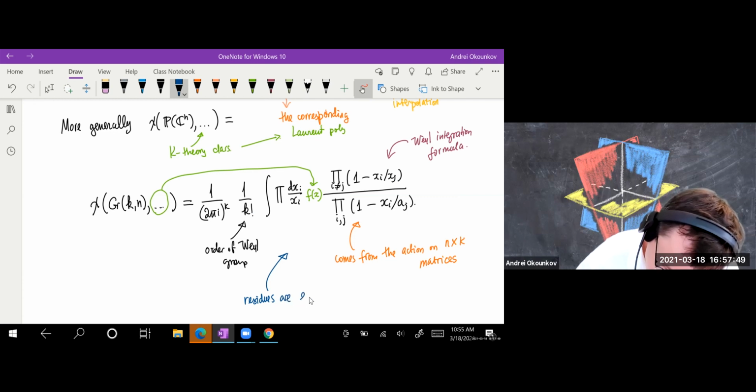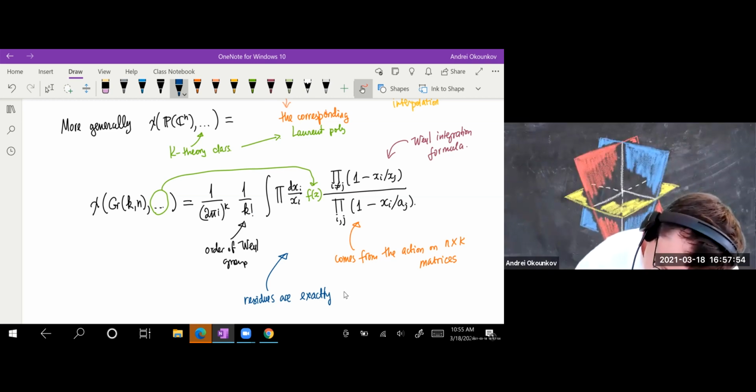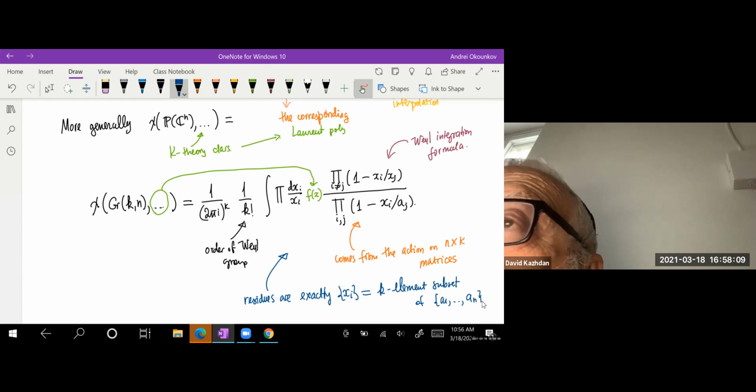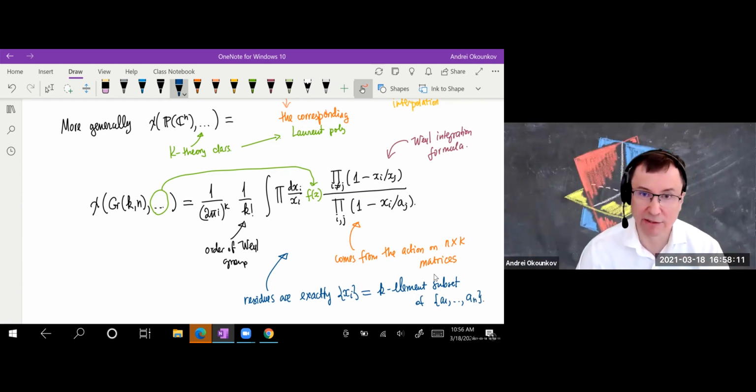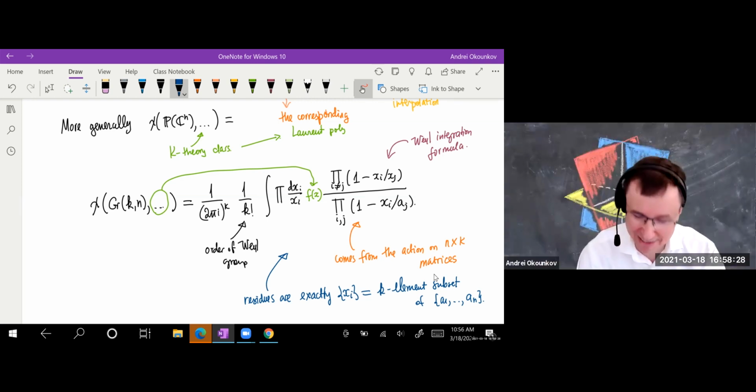These are exactly where we set xi to be exactly a k-element subset of the set A1 through An. And the fact that they have to be distinct is because otherwise the numerator will vanish. Sorry, I'm giving a grade school explanation for this, but you see, if I pick two of the xi's to equal the same ai, then the numerator will vanish.